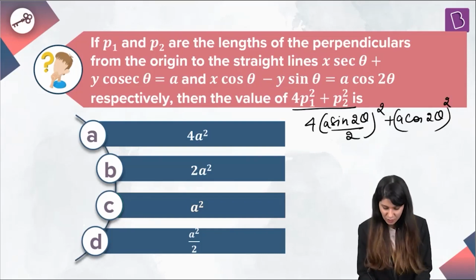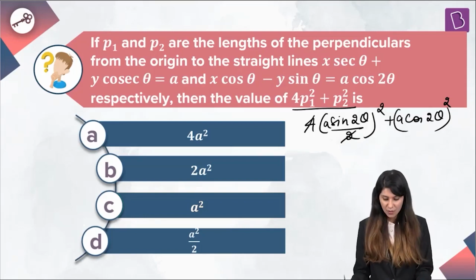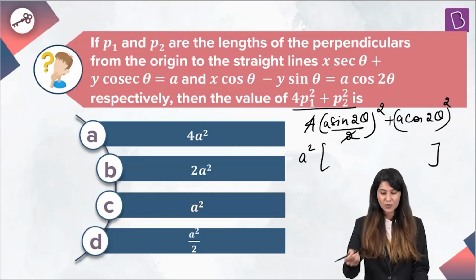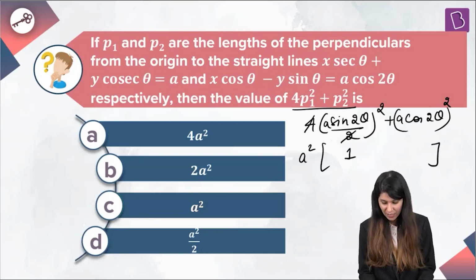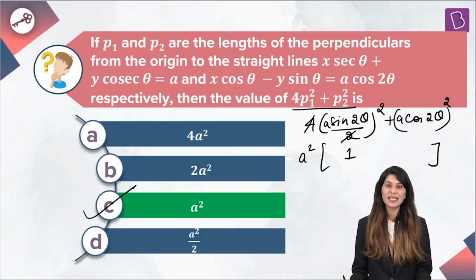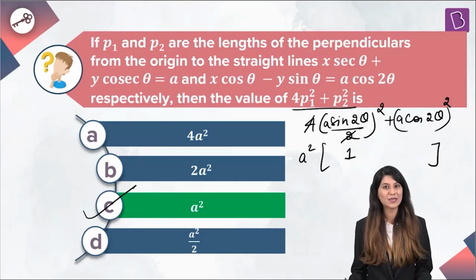Now if we solve this, 2² and 4 will get cancelled out. A² is common from both the terms. Sin² 2θ plus cos² 2θ. Do I need to say it is 1? That means the final answer of this particular question is option C.